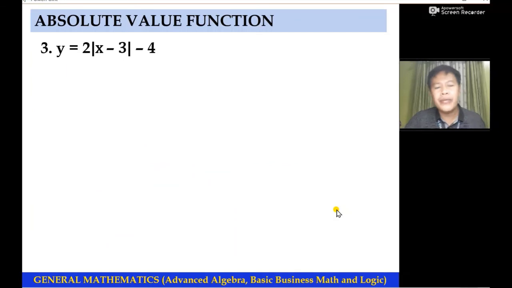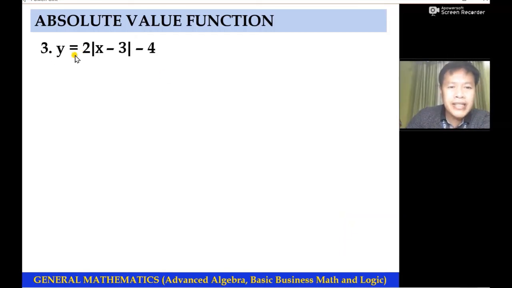We will proceed with the last example of absolute value function. And we will not have first the assignment here because I'm going to give you the assignment after finishing discussing the concept of basic functions and their graphs.